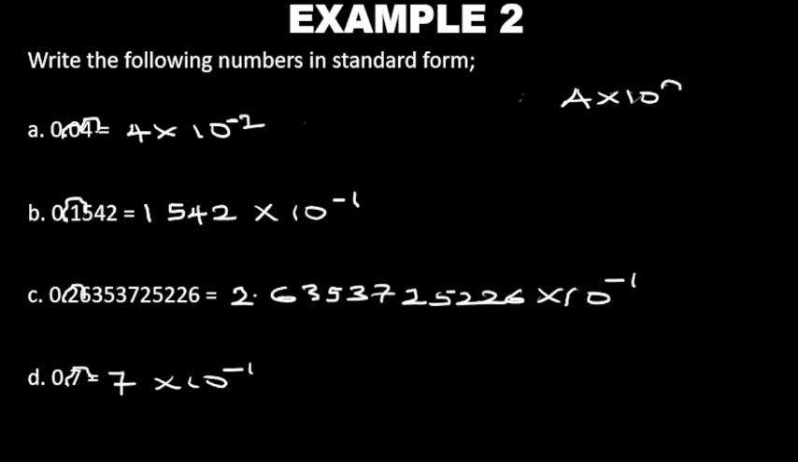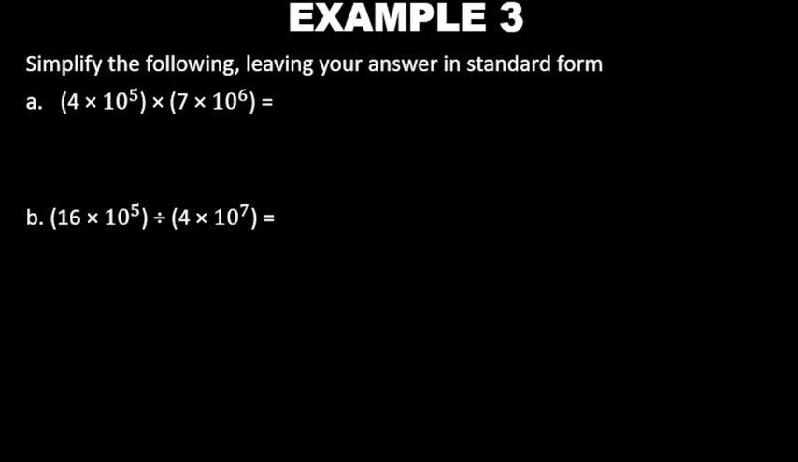So that's how to express numbers in standard form using the shifting of points method. Now, let's do some arithmetic involving standard form. Okay, now simplify the following, leaving your answer in standard form. Open bracket, 4 times 10 raised to the power of 5, close bracket, multiply by 7 times 10 raised to the power of 6. And we must leave our answer in standard form.